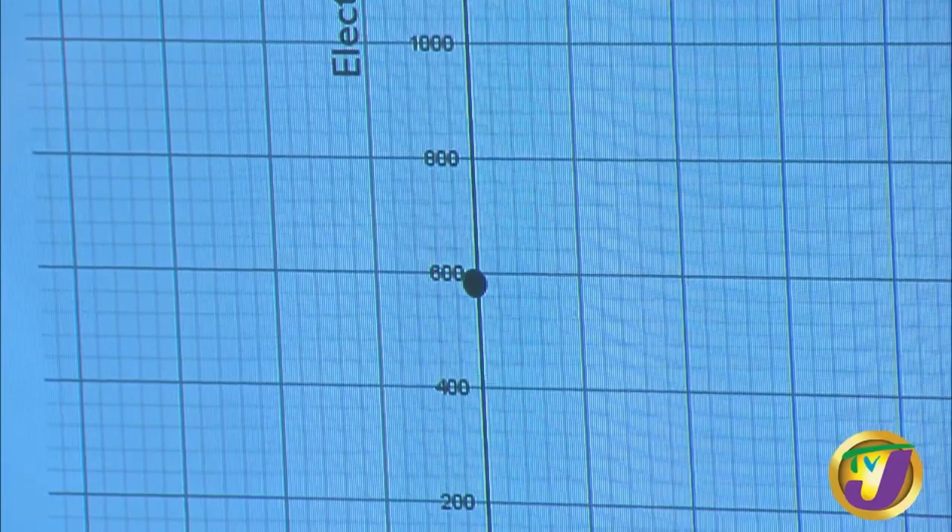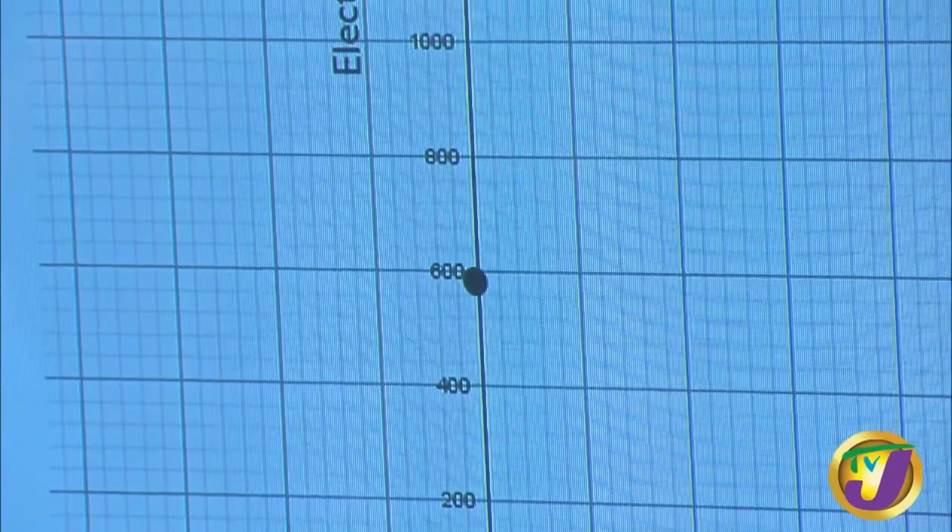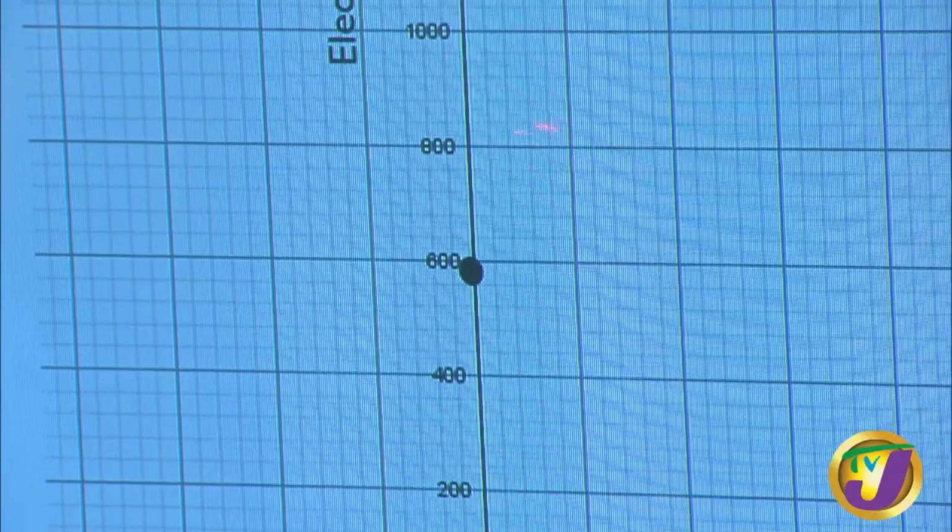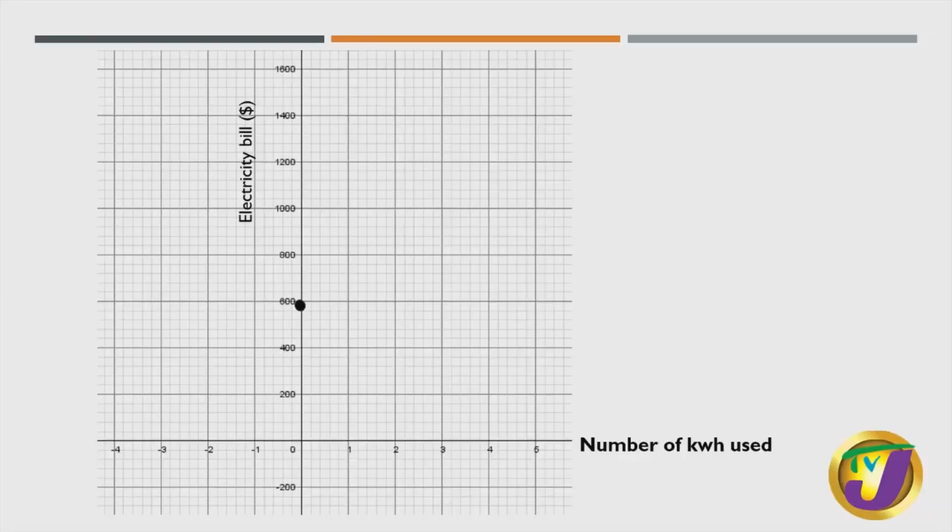What did we say? For 1 kilowatt hour, we would have paid $800. So we should see that popping in now. Beautiful. 3 kilowatt hours, $1,000. 4 kilowatt hours, $1,200. I'm seeing a pattern here, Tamika. Are you seeing it? Yes. 5 kilowatt hours, $1,400. That looks like a straight line to me. I wonder if it is. Wow, look at that. It is a straight line.